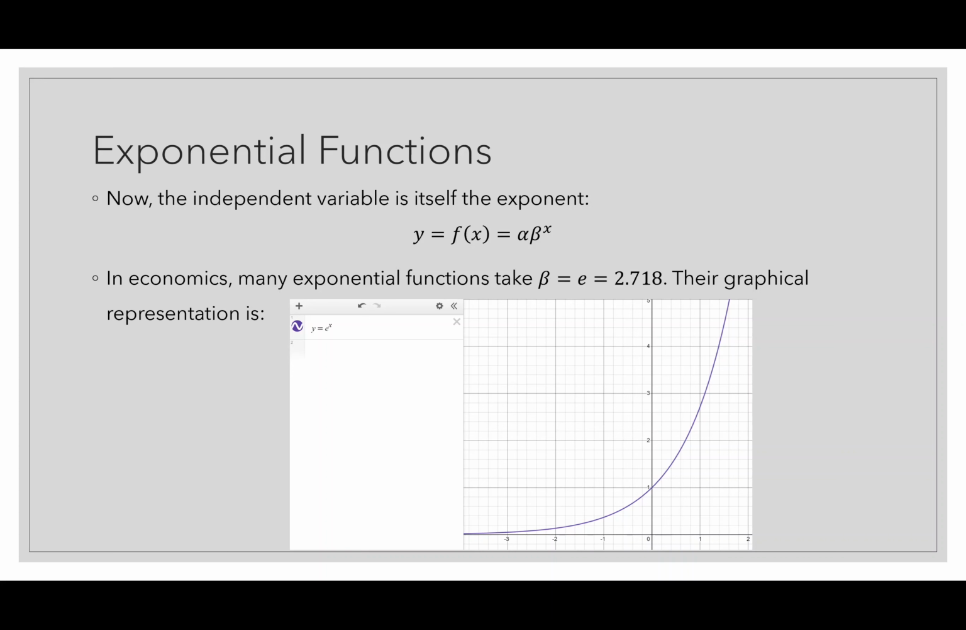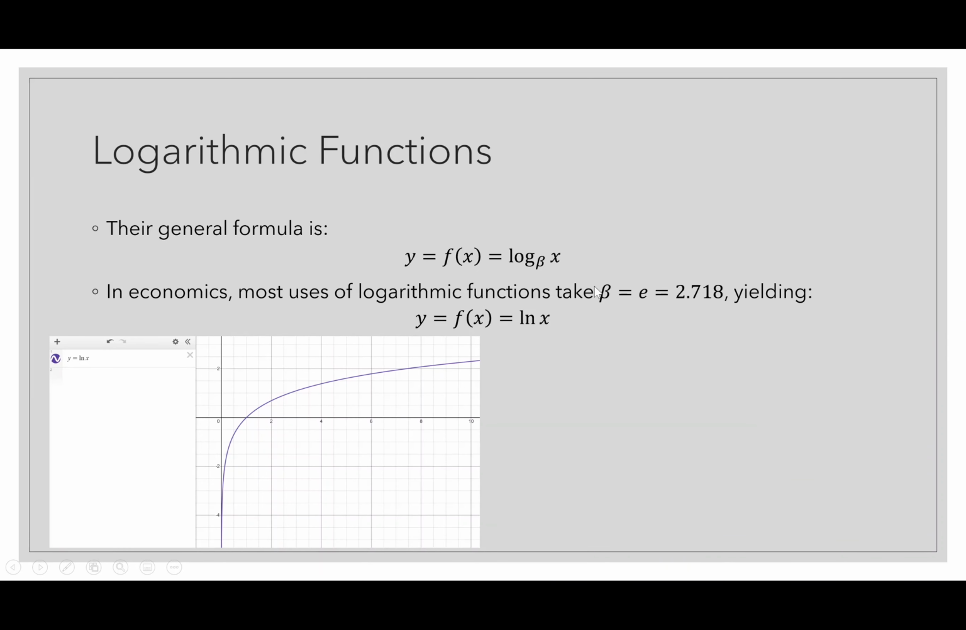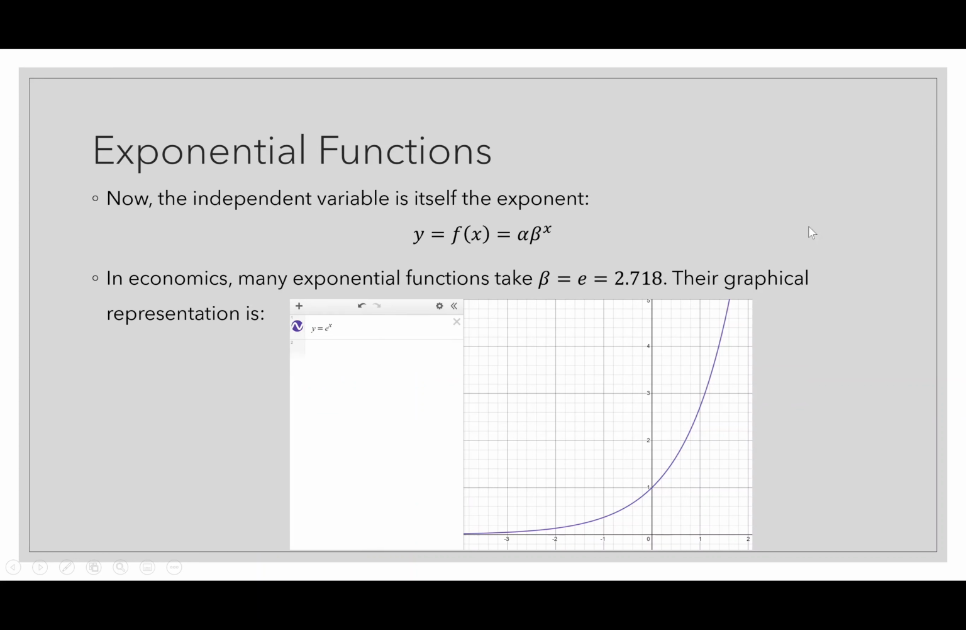So now I'm just going to finish with another couple of examples of nonlinear functions that are typically used in economics. We have here exponential functions, which are functions of this form, where now x is an exponent of beta, of this coefficient. So now you have alpha times beta raised to the power of x. Now, in economics, generally, we use the exponential functions where beta is equal to Euler's number, which is 2.718 and it extends, so it's larger than this. With these kinds of exponential functions, the graphical representation that we can see is this one.